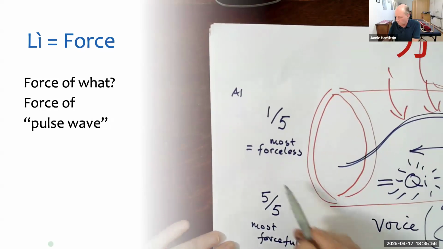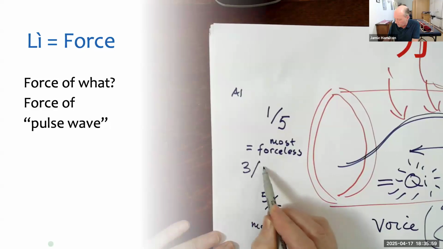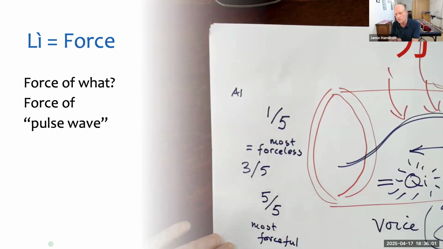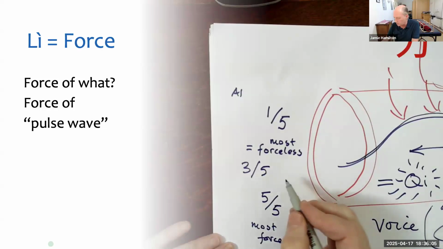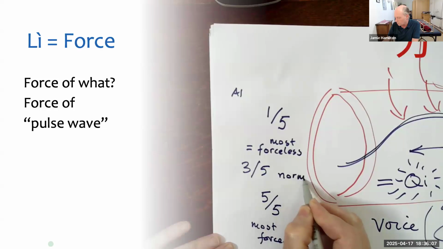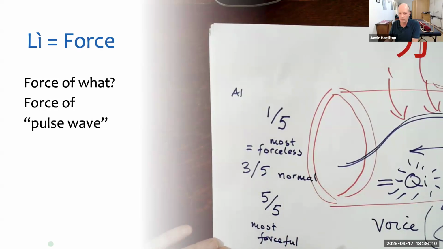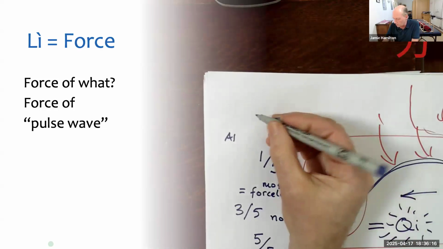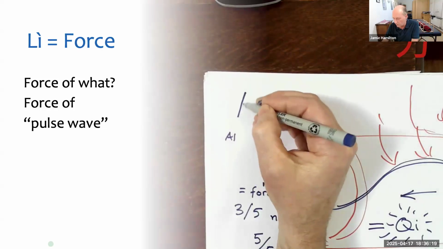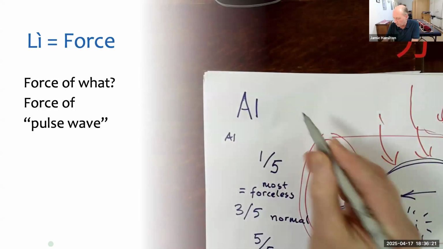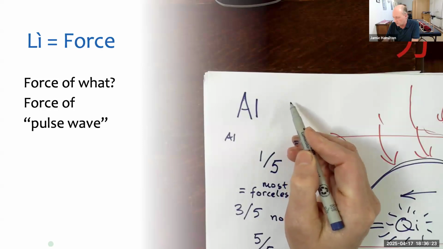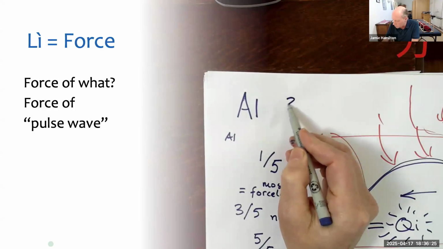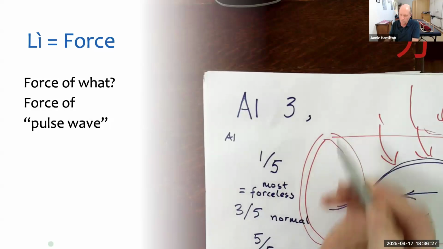So that means 3 out of 5 is basically neither forceless nor forceful, or rather it's just what we call a normal pulse, somewhere in the middle. So this is a really easy way of doing a diagnosis. We just come up with a number out of 5. So with A1, we go to the left hand first, and we might say, oh, okay, it's 3 out of 5. Great. Happy with that.